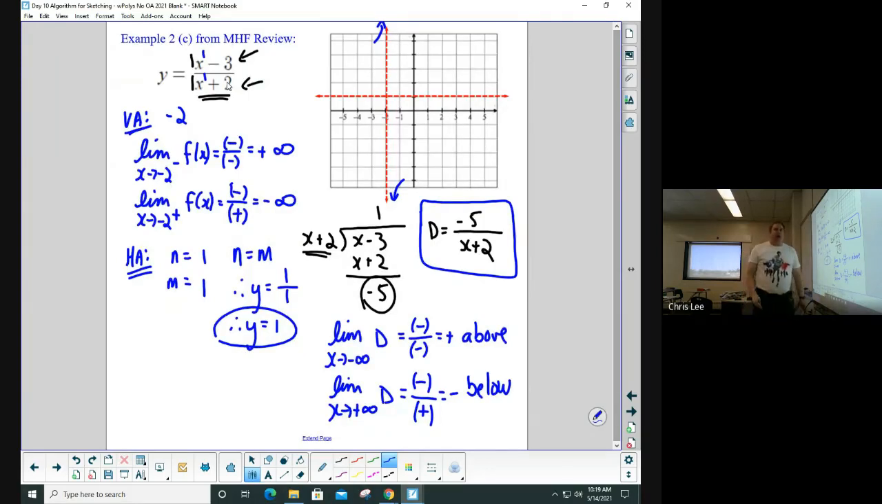Which means I now have clues about what this is going to do. From the left, it comes from above, and from the right, it comes from below. Now, our experience is all we could use before, and we kind of knew this was going to happen from experience, but this is the math that proves it's happening. So that's why we're doing it.